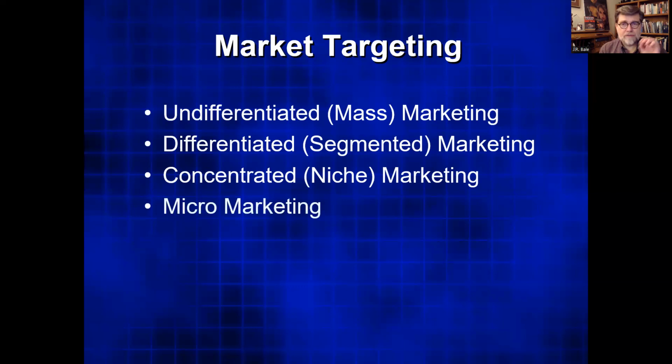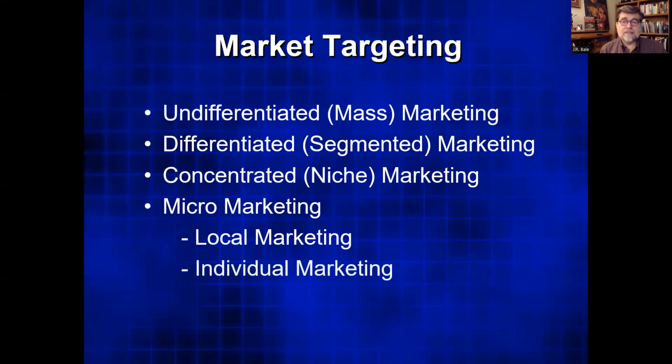And we can drill down even further, getting smaller and smaller, into micro marketing. And that has a number of segments. The first is probably the most obvious: local marketing, where let's say a local store, a local business, a local restaurant would market very locally. Then, of course, individual marketing, where our market segment consists of one person.